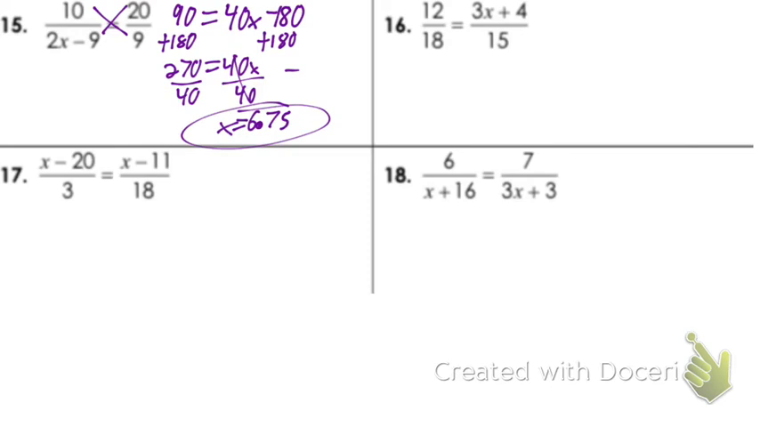We're going to skip number 16. Wait, hold on. Did we just do number 9? Then you would just plug in 6.75 to x. If you wanted to, to check your work, you could plug in 6.75 to x. And it should work out to be 4.5, which it does.